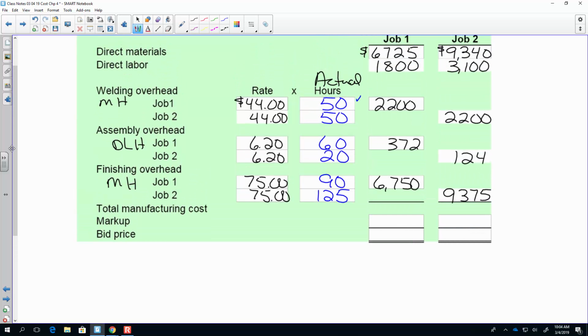Now, for job one then, we add up the entire column, starting with material. We add our labor and all of our overhead together. And then, same markup at 35%. I guess I'm going to go in the green area here. 17,847 is what I got for my cost in my job one job order cost sheet.